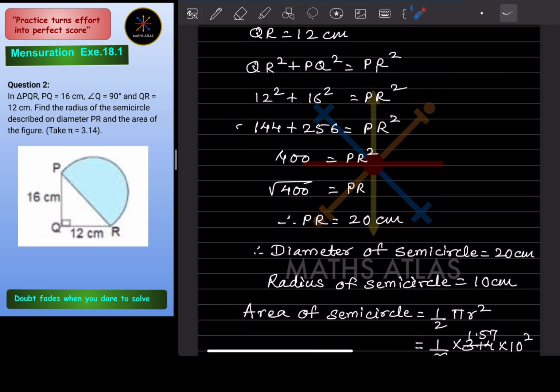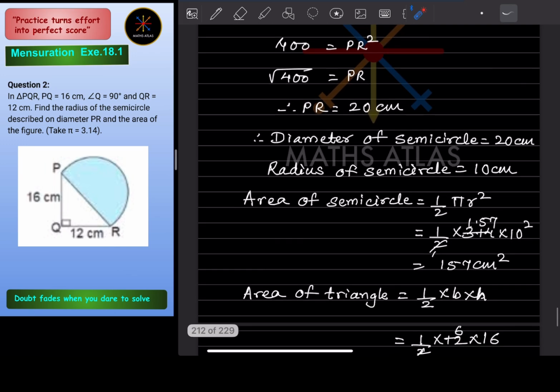So PR is 20 centimeter. That is what we have got. This is the diameter of it. We want the radius, which is going to be half of it. This is PR, which we got as 20. So half of it is going to be 10, so the radius of the semicircle is 10 centimeter. That is done. And again they have asked for the area of the figure.